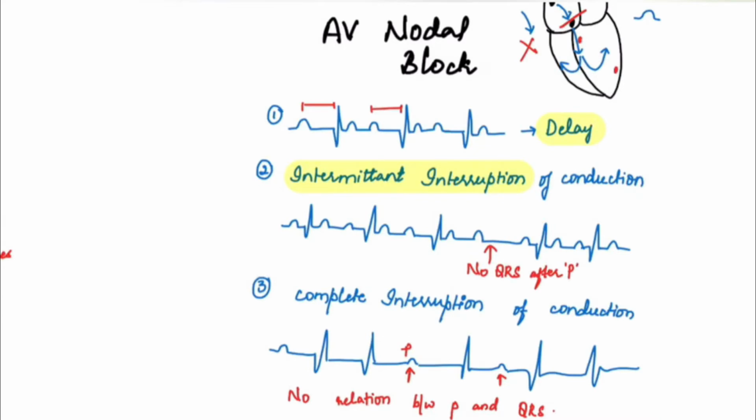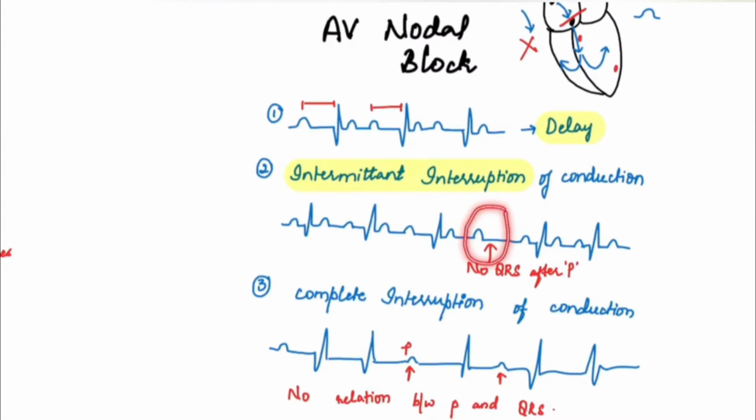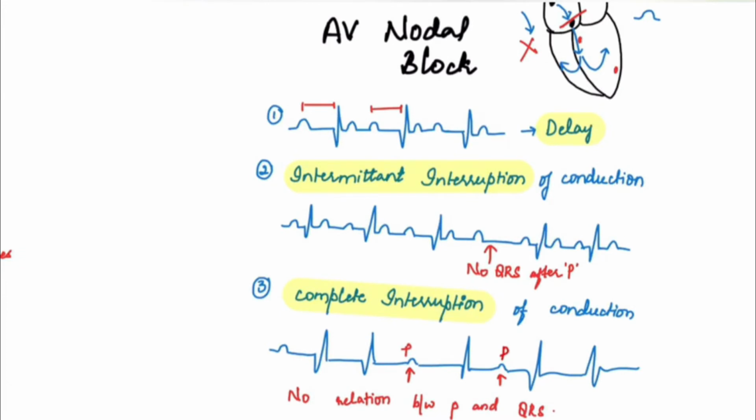That means somewhere in between, there is no ventricular contraction after the atrial contraction. So there is only a P wave which is not followed by a QRS complex. And in third degree AV block, there is complete interruption of conduction. So the P waves and the QRS complexes have no relationship with each other.